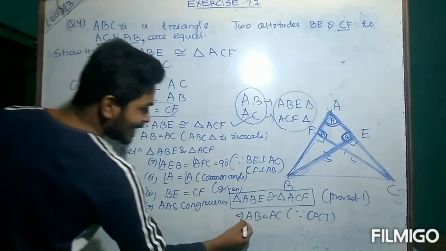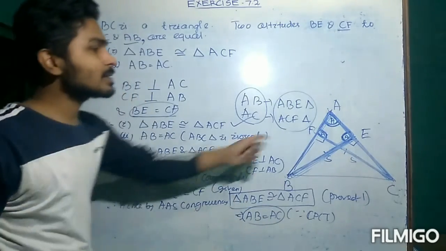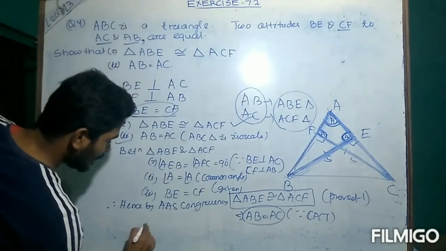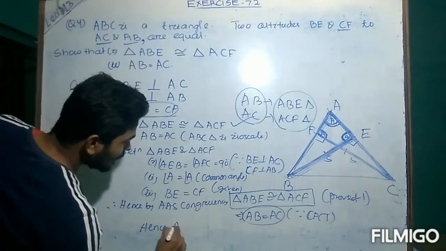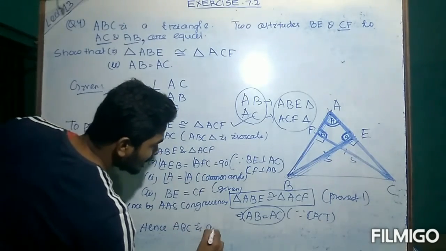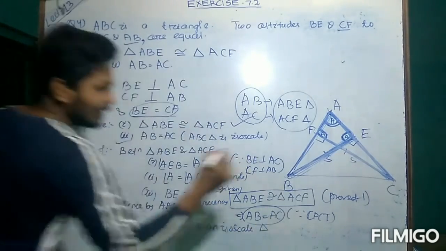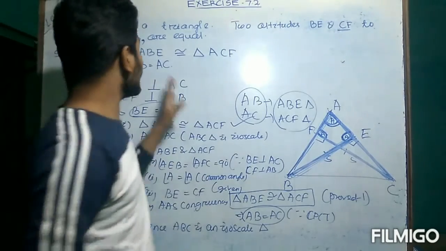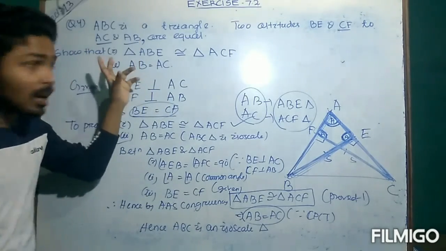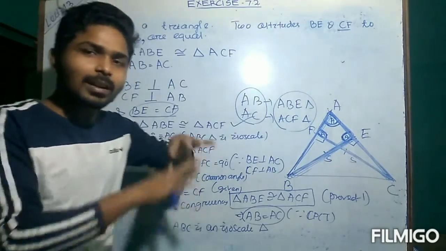We have found AB is equal to AC. Ultimately, we can say yes, ABC is an isosceles triangle because its two sides are equal. Hence, ABC is an isosceles triangle. Understood?